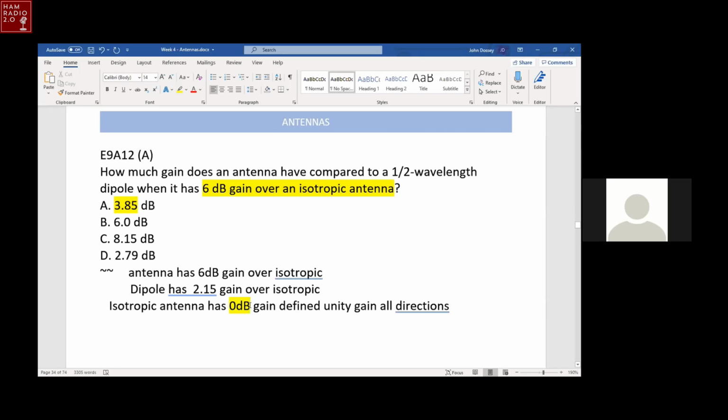Isotropic is defined as 0 dB gain. It's unity gain in all directions. Unity gain means equals 1. Okay. Gotcha. It's because the logarithm of 1 is 0. So that's our reference. That's our 0 reference. Isotropic antenna is the 0 reference. The dipole has 2.15 over an isotropic. This antenna we're talking about has 6 over the isotropic. So the difference between this antenna and the dipole is the 3.85. I gotcha. Okay, let's move on.